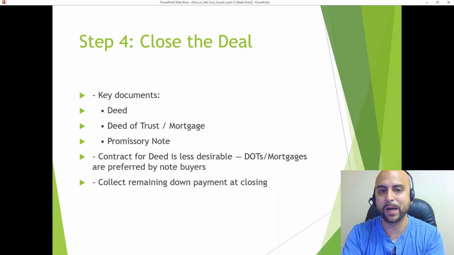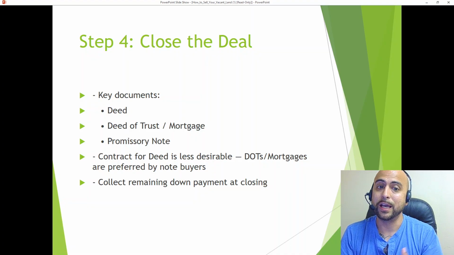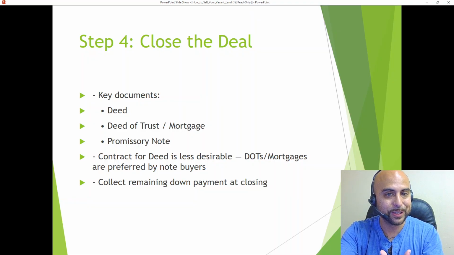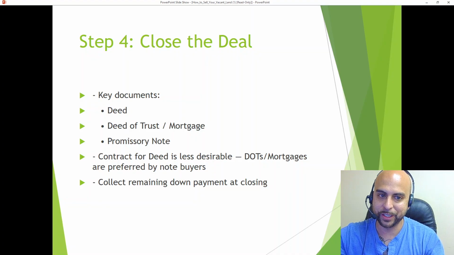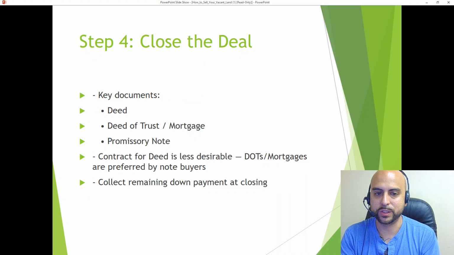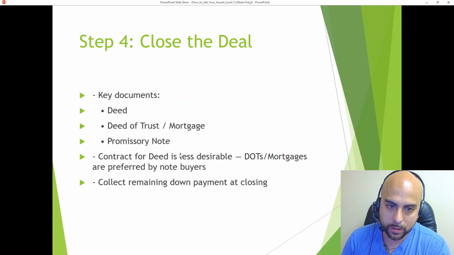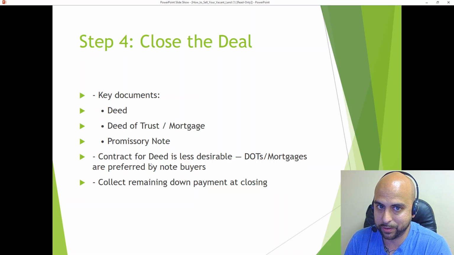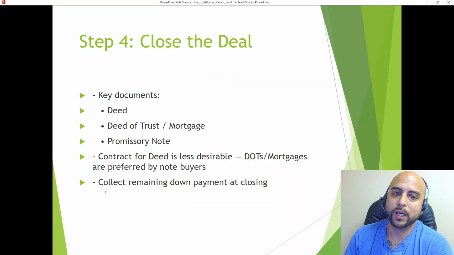Now, you'll find note buyers that may buy a contract for deed. You may need to sell the note or the debt at a higher yield than 20%. And it's just good practice: get familiar with deeds of trust and mortgages. Don't sell your property on a contract for deed. All right, so I did want to bring that up. Use a deed of trust or a mortgage. Do not use a contract for deed. Your note buyer is going to love a deed of trust or a mortgage versus a contract for deed. Okay, so get familiar with these items.